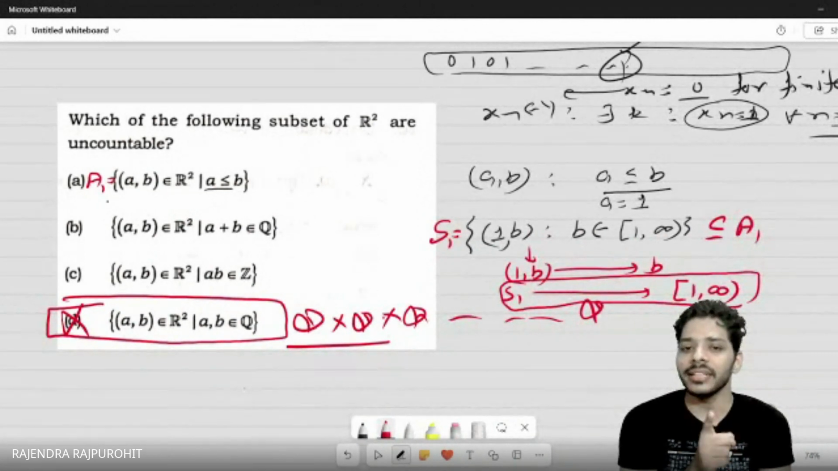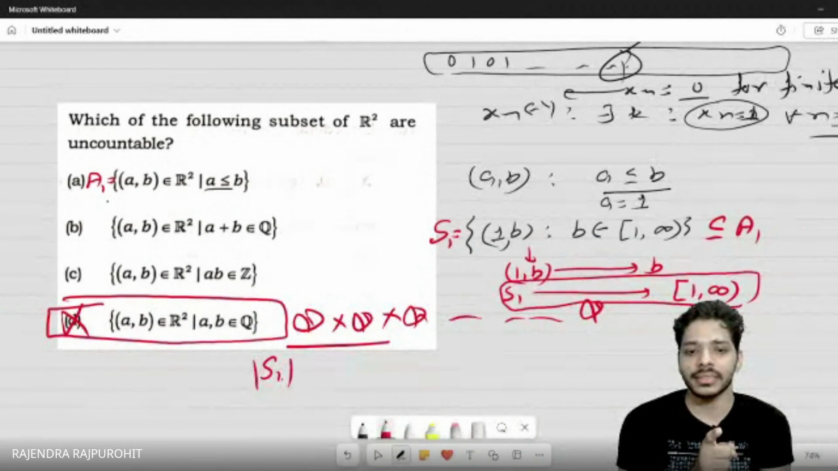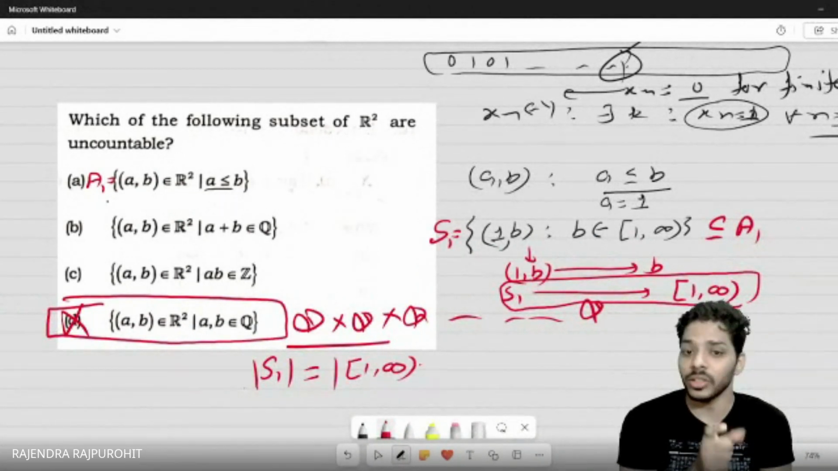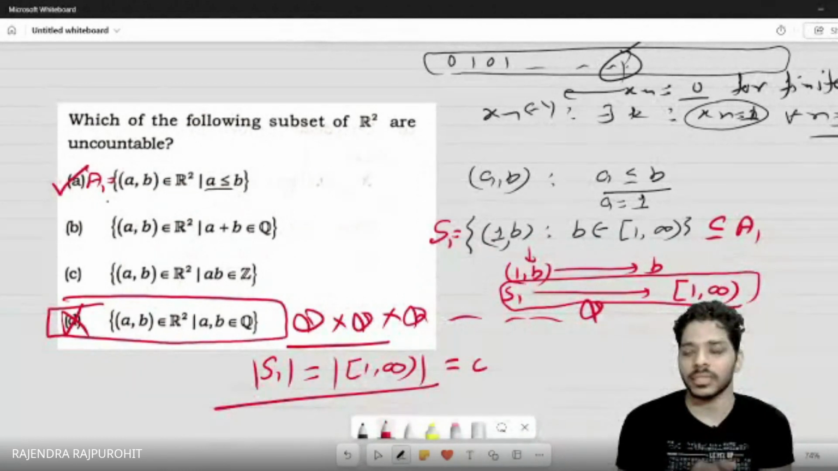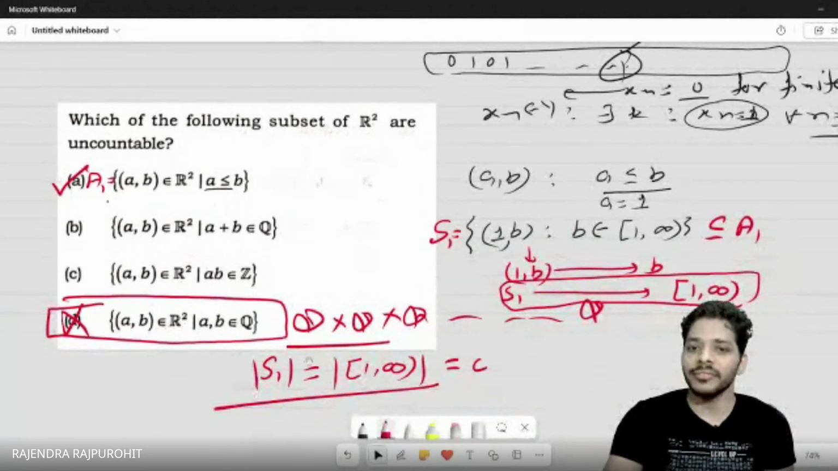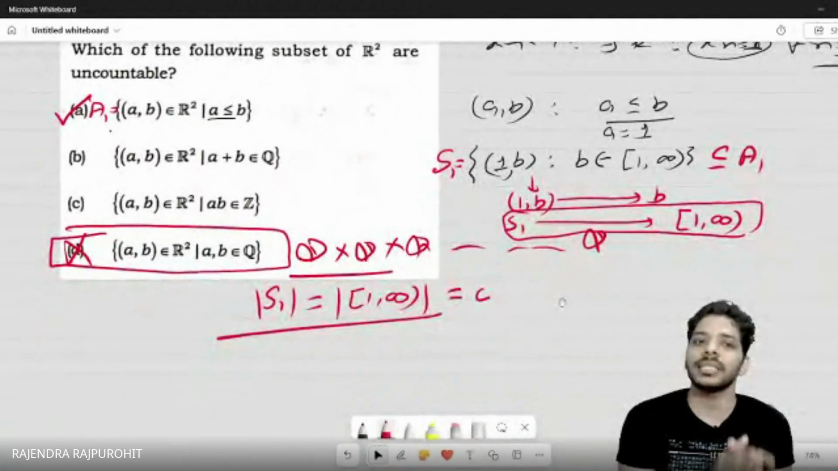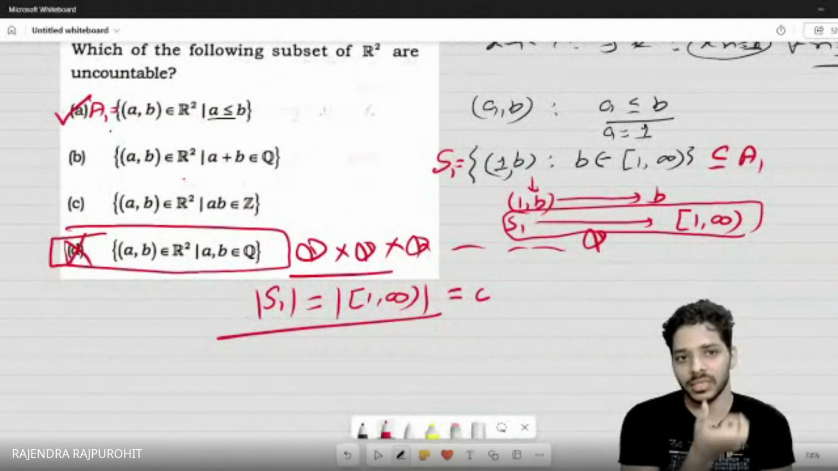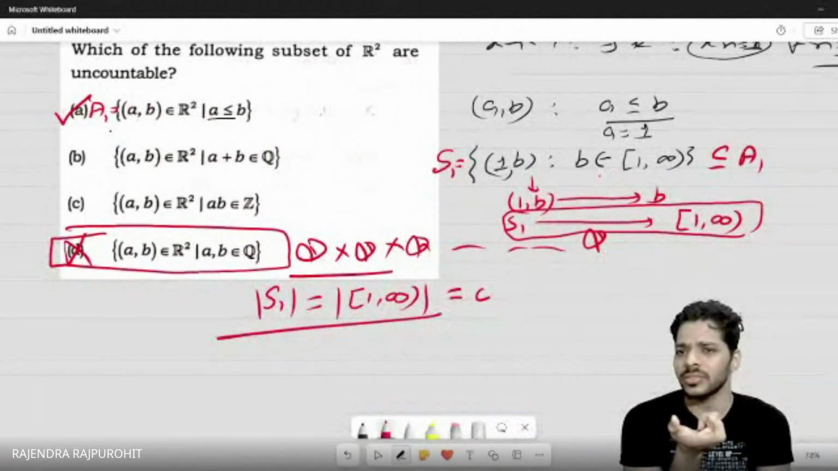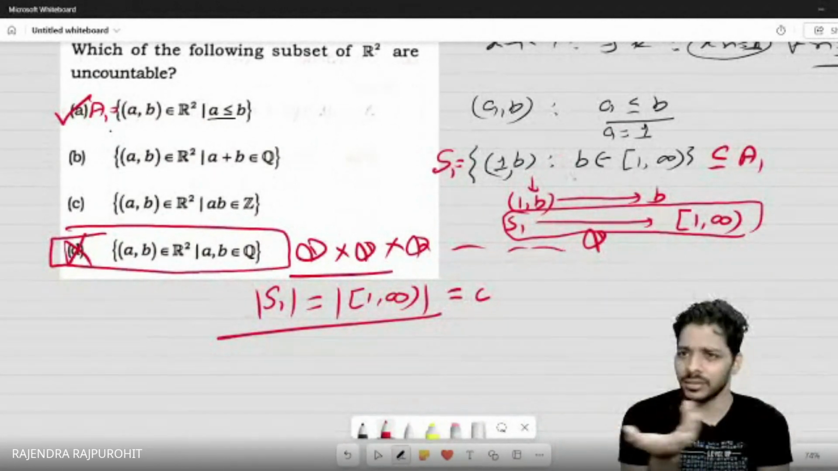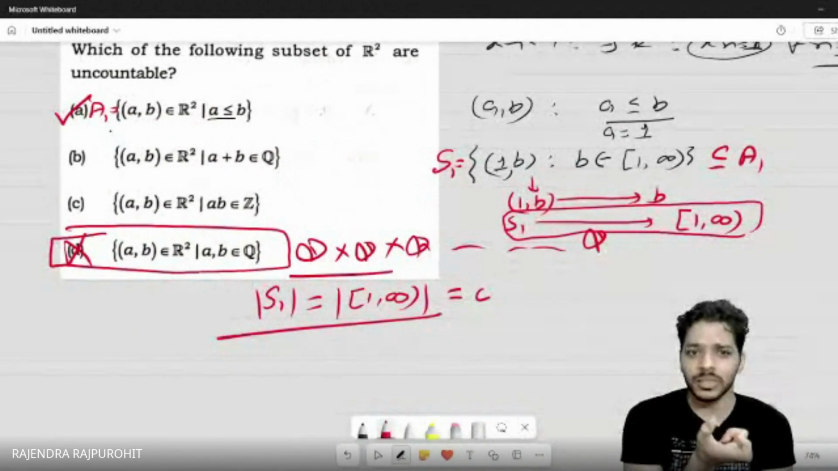Thus the cardinality of S1 is the same as the cardinality of the interval (1, infinity), and it's continuum, and the set is uncountable. Right? Same we need to do for the second and third. We have shown that there is an uncountable subset in this set, which is this one. You can fix B and you can find. That's totally subjective. Let's look at the second one.